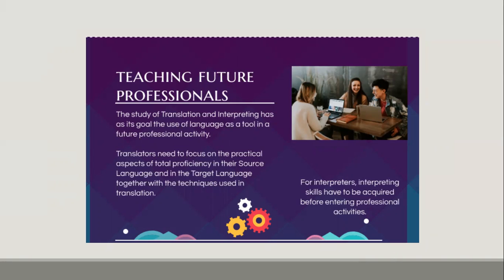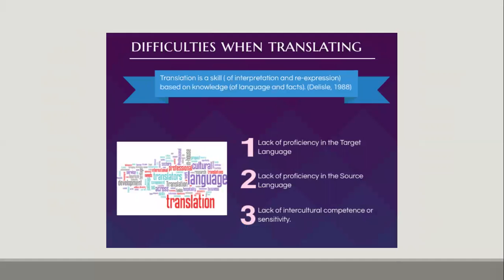Now, translators need to focus on the practical aspects of total proficiency in their source language and in the target language, together with the techniques used in translation. Then, for interpreters, interpreting skills have to be acquired before entering professional activities. So these are two different things. Some difficulties we can find when translating are the lack of proficiency in the target language, lack of proficiency in the source language, and lack of intercultural competence or sensitivity.